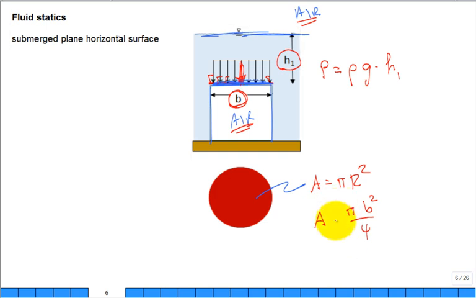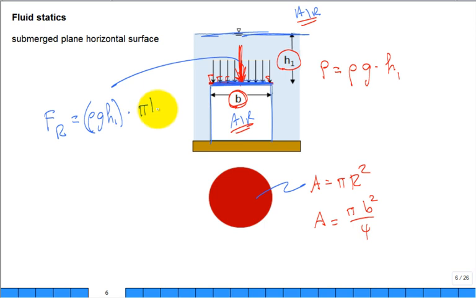And then I can calculate that net force acting down from a distributed load. So I replace that distributed load by a resultant single force acting downward, same direction, which is just rho g h1 times pi b squared over 4, the pressure times the area. And then I just have to say, where do I apply that force? Where does it make sense to apply that force?